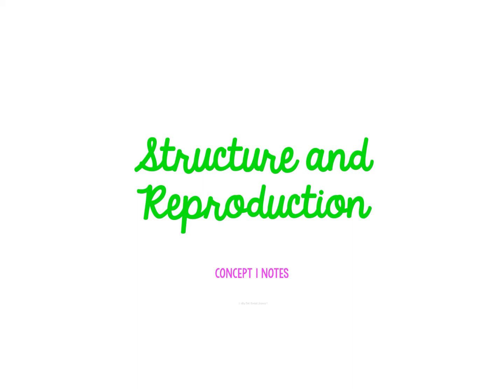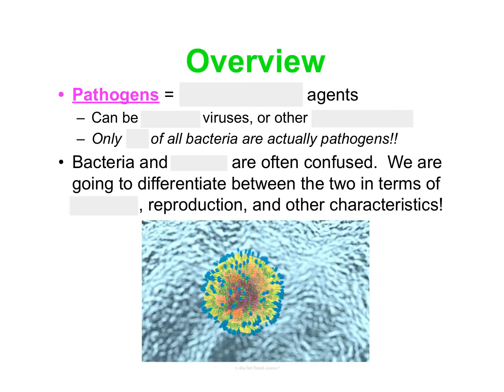In today's lesson, we are starting the pathogen unit. And for pathogens, that includes all sorts of different microorganisms, but we're first going to focus on their structure and reproduction methods. As we said, there's lots of different terms that can be used to describe pathogen, but by definition, pathogens are disease-causing agents. So these can be bacteria, viruses, or other microorganisms.